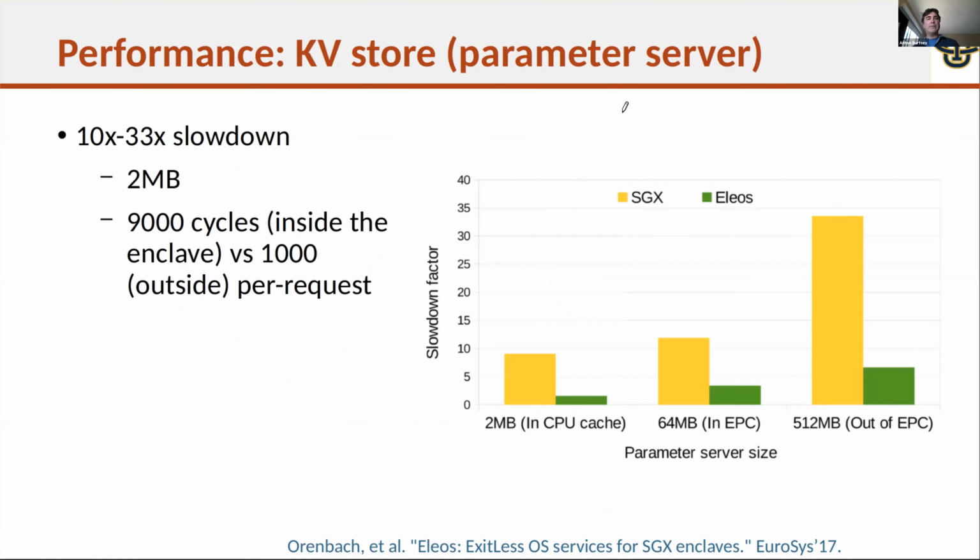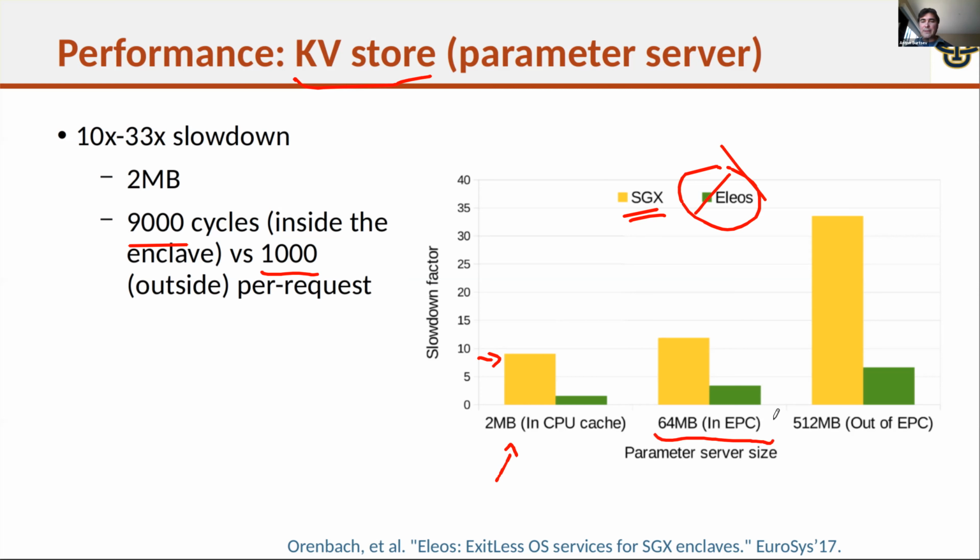And if you don't believe me, there are some macro benchmarks from the Eleos paper in which they build a key value store and compare three different configurations. Inside SGX, normalized to a regular application, and Eleos accelerates SGX. Let's forget about Eleos here and just look at the yellow part for now. First of all, if everything fits in the 2 megabyte cache of the CPU, you're running 10 times slower, sorry. It's a key value store. Normally it takes only 1,000 cycles per key value request, but suddenly it takes roughly 9,000 cycles, even though it's still in the last level cache of the CPU.